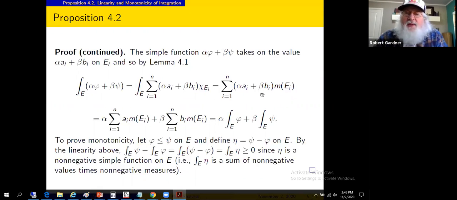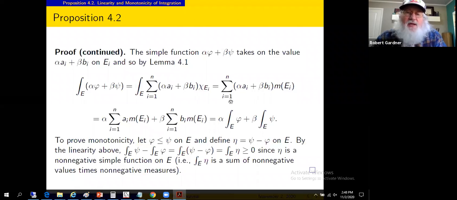Now, you should be happy with this. Now we've got just numbers. Everything is a number here. The alphas are numbers, the A sub i's are numbers, the betas are numbers, the B sub i's are numbers, and the measure of E sub i, those are numbers too. So we're going to use the properties of distribution and associativity or commutativity and peel these apart. So you're in good shape now. You're just talking about numbers.